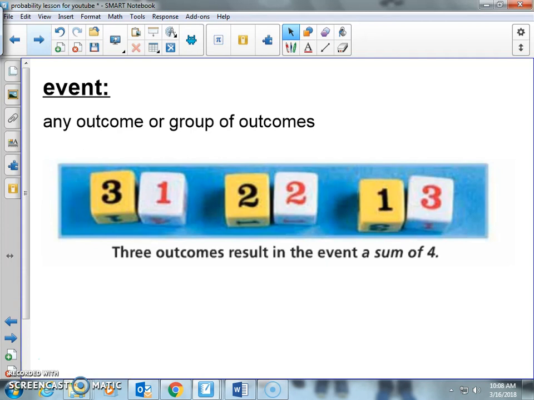Now, an event is an outcome or a group of outcomes. So in this example, the event here is a sum of 4 on 2 dice. And you can get that by rolling a 3, then a 1, a 2, then a 2, or a 1, then a 3. So there are 3 outcomes that give you the result of an event with a sum of 4.